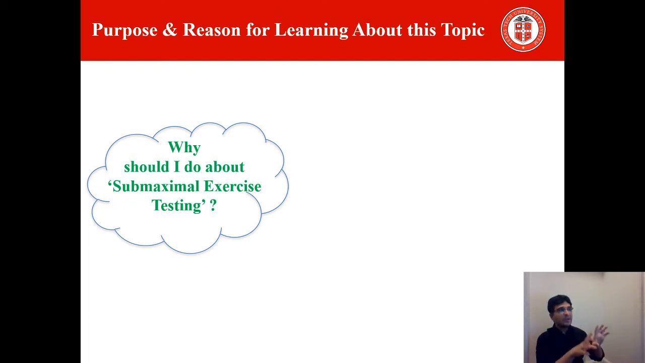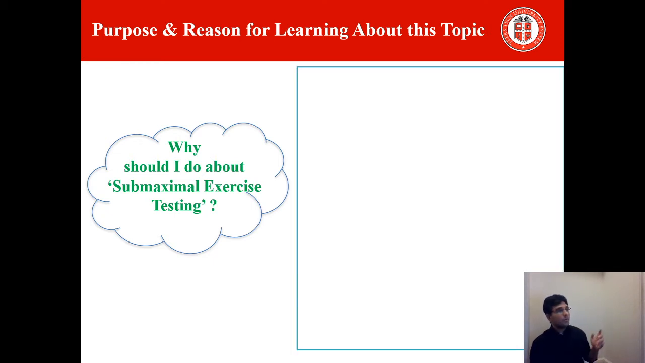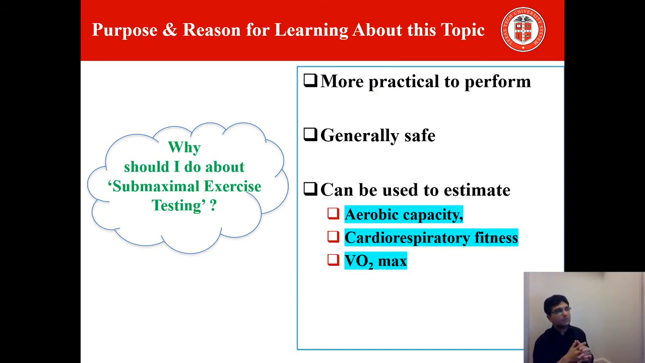And again, I'm repeating, if you have a couple of matches, you are doing a really good job. So these are some of the points which I find make this topic important. The first one: it is more practical to perform, especially on people who are untrained. If you find people who are untrained, people of old age, people who have not been doing exercise for a longer period of time, this is the right thing, because if you try to do maximal testing on them, it can sometimes cause injuries.